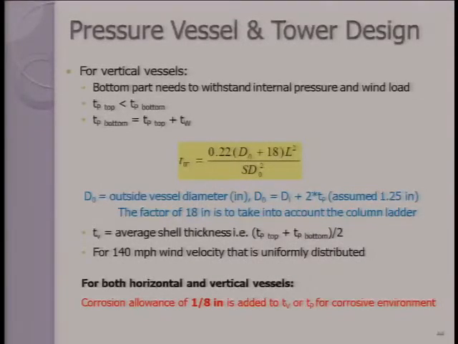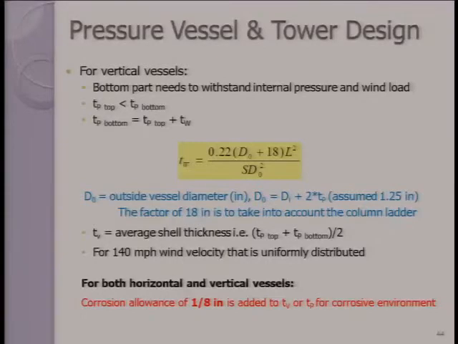Okay, so that's for horizontal vessel. We just need TP, then you add the corrosion thickness. Okay, so now for the vertical one. For the vertical vessels, it will be like this.